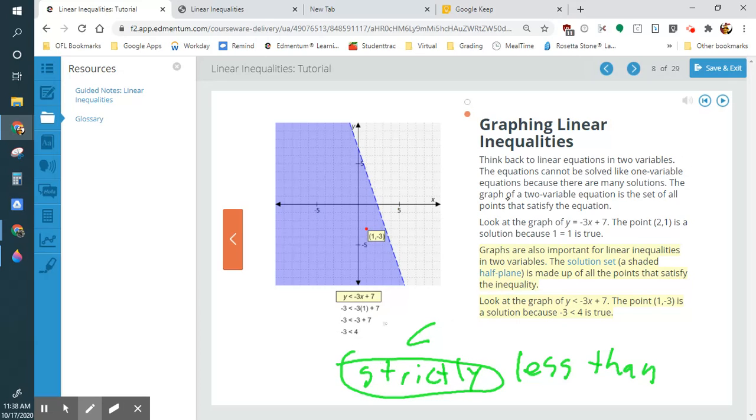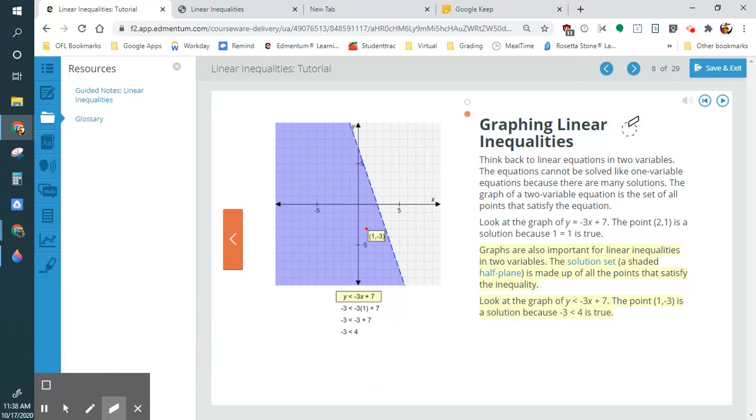We want it to be less than or equal to. It's like it can be equal, can be equal. This one is very strict. It's like nope, it has to be less than. We don't care about if it's equal or not.